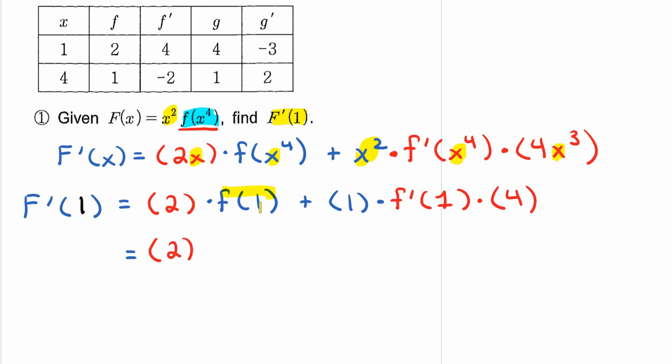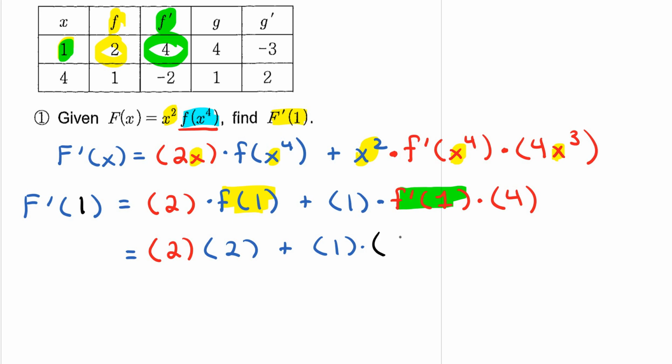So what's f of 1? Here's f, and there's 1, and f of 1 is going to be 2. So f of 1 is 2 plus 1 times, and then what's f prime of 1? Well, f prime of 1 is going to be 4. So that's going to be times 4, and then times the last part by 4. If we multiply this out, we get 4 plus 4 times 4 is 16, and 4 plus 16 is going to be 20. So the final answer there is going to be 20 for that table question.